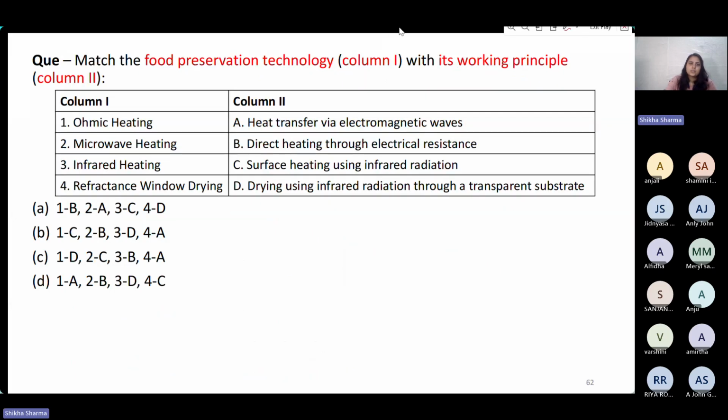Okay, let's discuss this question. In column 1, we have different preservation technologies like ohmic heating, microwave heating, infrared heating, and refractance window drying. And in column 2, we have the working principles. A is heat transfer via electromagnetic waves, B is direct heating through electrical resistance, C is surface heating using infrared radiation, and D is drying using infrared radiation through a transparent substrate. Anyone who would like to answer this question?